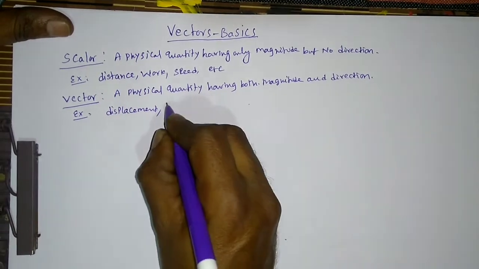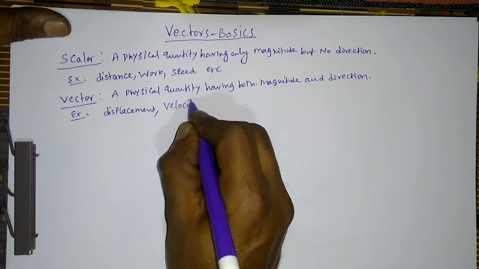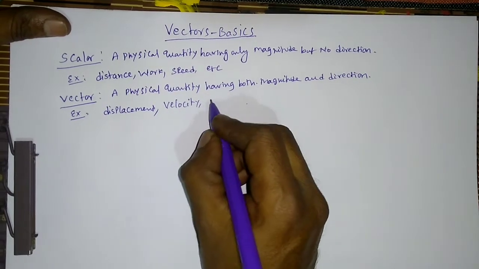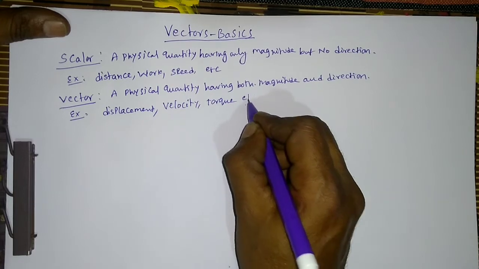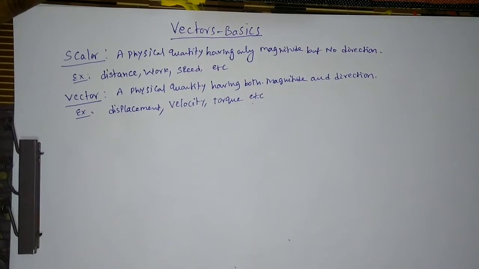Some more you can write: velocity and torque, etc. These are the examples for vectors.